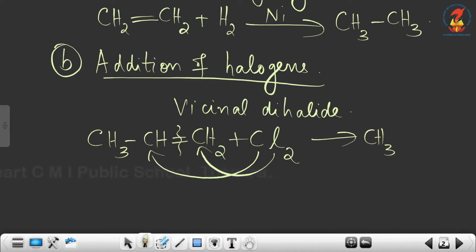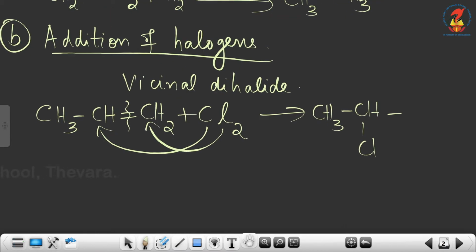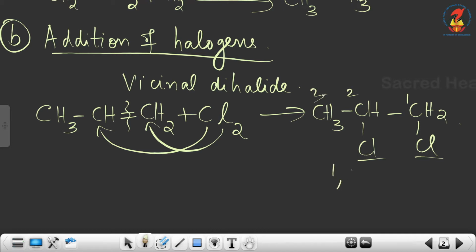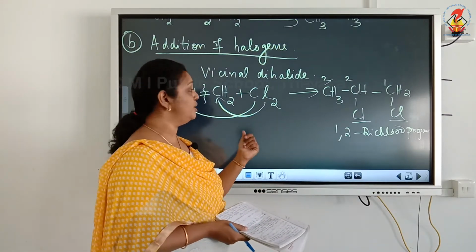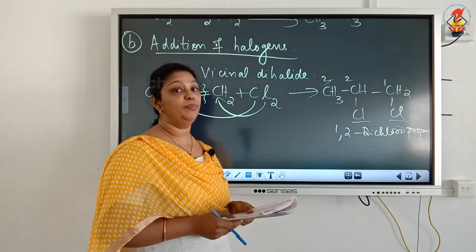So, what will be the product? We get the product as CH3 single bond CHCl, the double bond breaks and it becomes single bond, CH2Cl. Now, you can see here the halogens are attached to adjacent carbon atoms. So, it is a vicinal dihalide. And what is the name of this compound? The compound is 1,2-dichloropropane. So, this is the product of chlorination of propene, that is 1,2-dichloropropane.